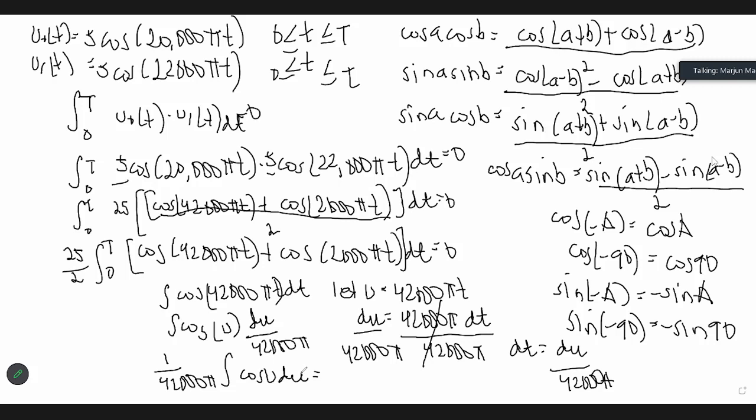Okay? So anong integral ng cosine? So that is sine. So that is 1 over 42,000 pi sine u. Ang value po ng u natin ay 42,000 pi t. Yun. Okay?